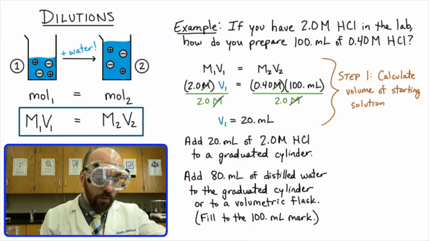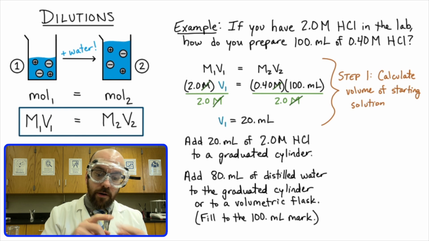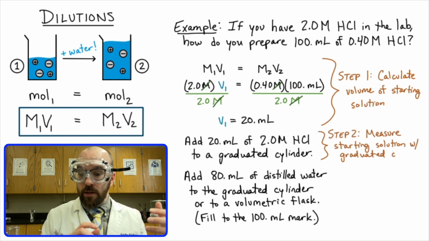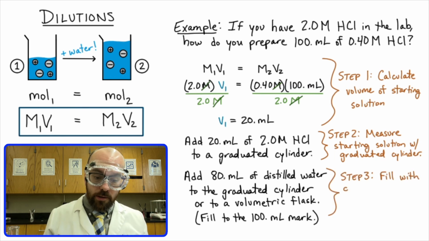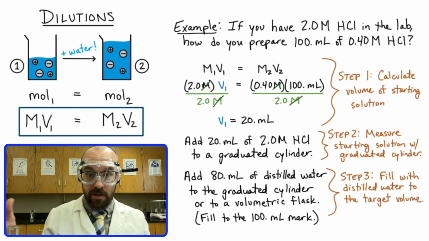All right, back to the whiteboard. Let's summarize those other steps that we did. First, we calculated the volume of starting solution. Then we measured the starting volume. So we did that using a graduated cylinder. And then we added water to get to our target volume. We used distilled water in this case. It could be distilled or deionized, but not tap water.